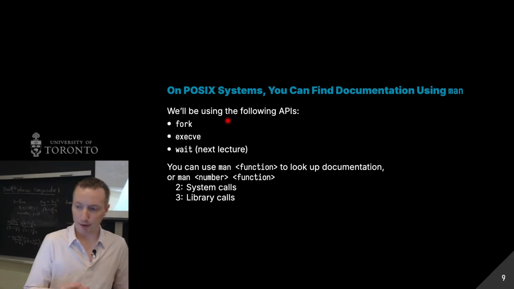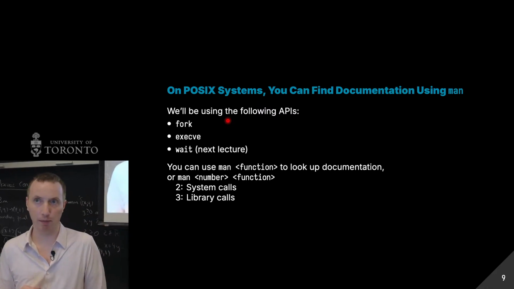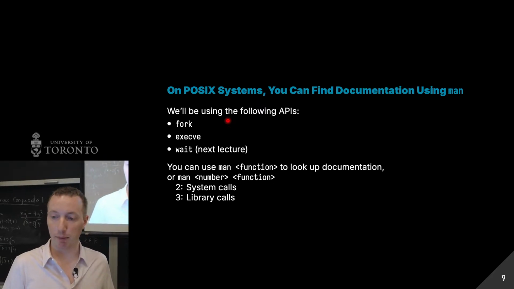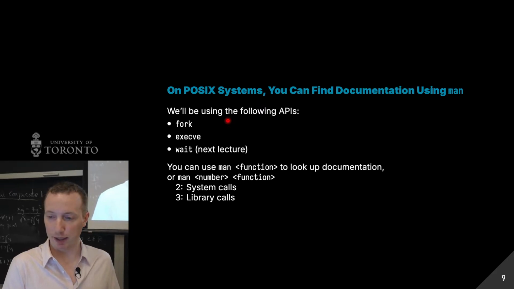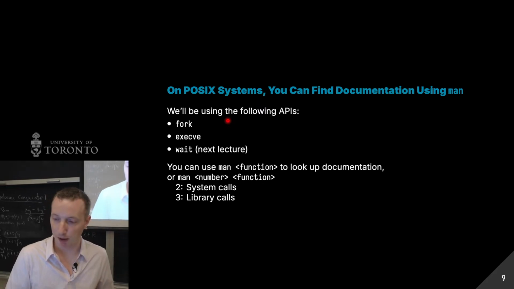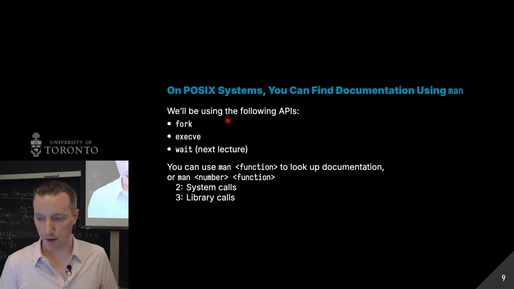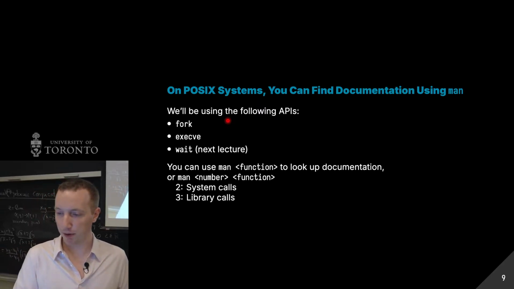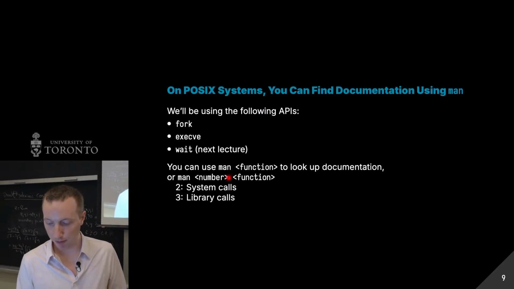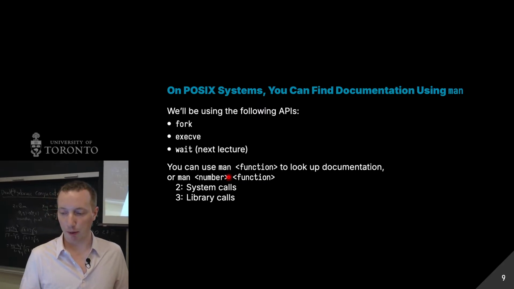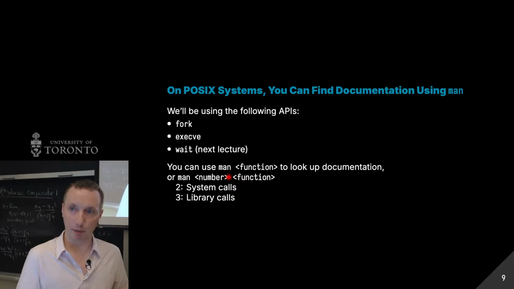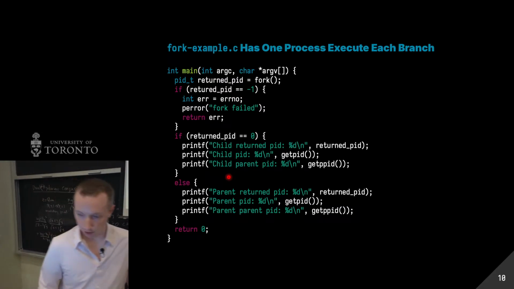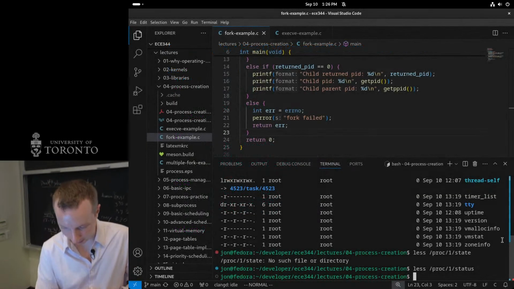So on POSIX systems, you can find documentation using man, which is short for manual. Today we'll be using the following APIs: fork, execve, which is how we start running another program, and then wait, which will be the next lecture. You can use man function to look up documentation. If it's the wrong one, you can do man number and then function. So if you want to look at system calls, it'd be like man 2 fork or something like that. So let's just dive into the example.